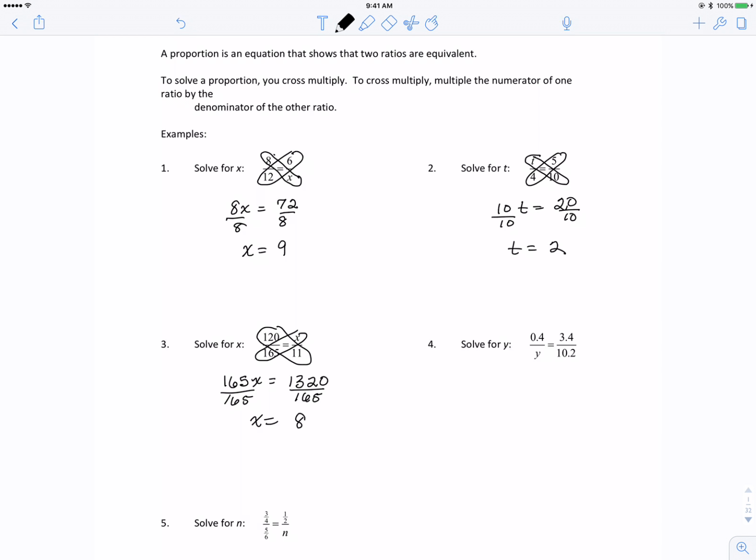Number 4, start with my variable, go diagonally. Y times 3.4 is 3.4y. Multiply on this other diagonal. 0.4 times 10.2 will be 4.08. And then we solve for y. We divide by 3.4, or 3 4/10, and you get 1.2.